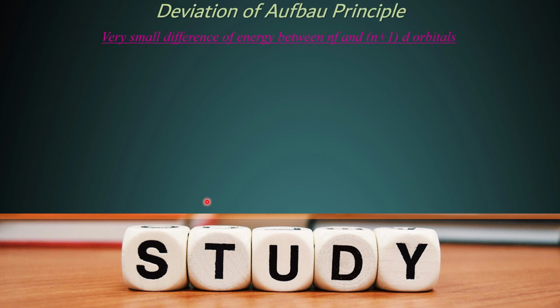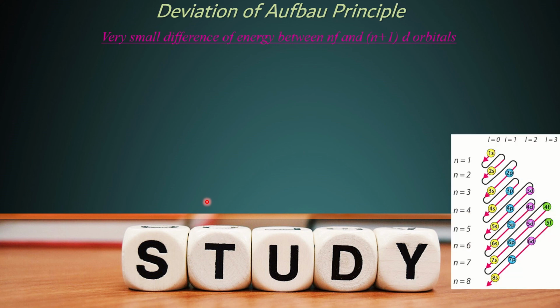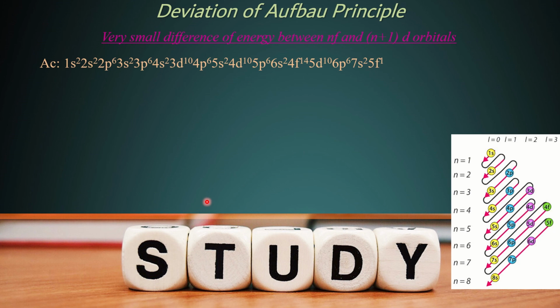These two are also d block elements instead of f block elements. Though they are present in the actinide series, they are d block elements because their last electron goes to a d orbital. Look, actinium, its atomic number is 89. So the electronic configuration will be like this. Here 4f14, then 5d10, 6p6, 7s2 and 5f1. The last electron should go to 5f1.